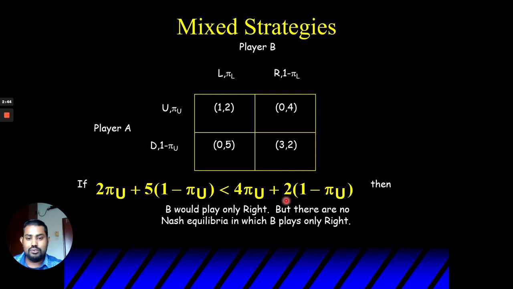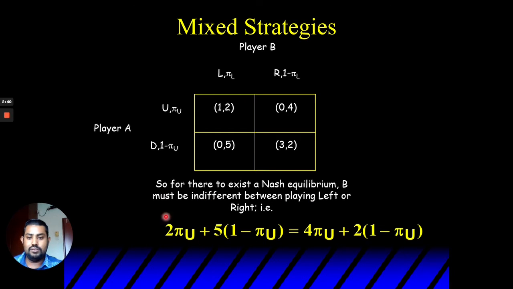Okay, but there are also no Nash equilibria where B plays right. So finally, for there to exist a Nash equilibrium, B must be indifferent between playing left or right. That's why we make it an equal sign. Now you understand why I put equal signs? Because we don't know whether they're playing left or right. That's why I put the equal sign.